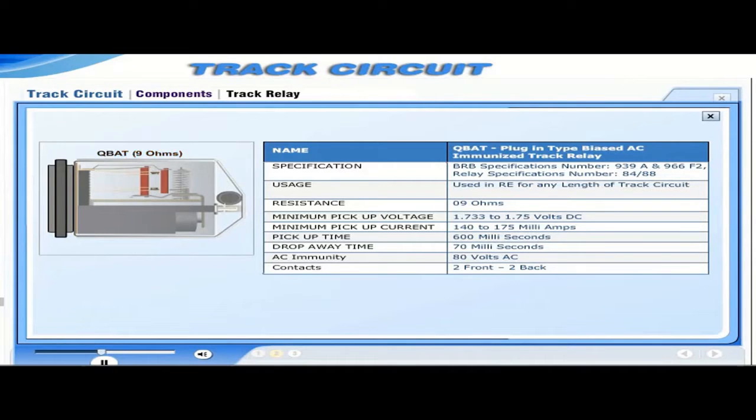Resistance is 9 ohms. Minimum pickup voltage is 1.733 to 1.75 volts DC. Minimum pickup current is 140 to 175 milliamperes. Pickup time is 600 milliseconds and drop away time is 70 milliseconds. AC immunity is up to 80 volts. Contacts: 2 front, 2 back.